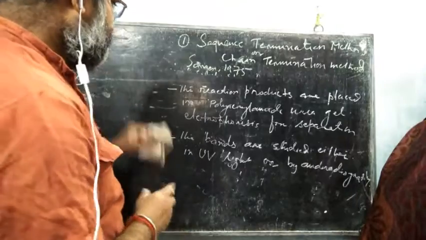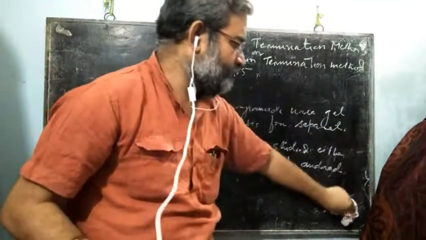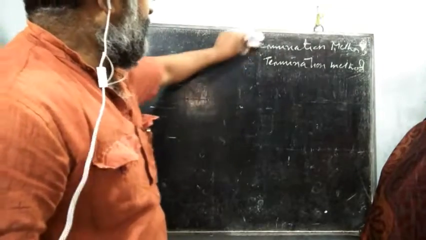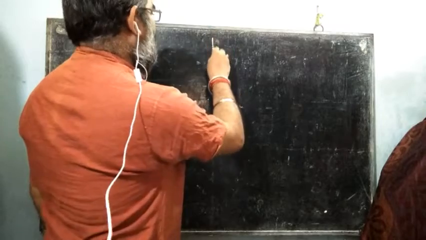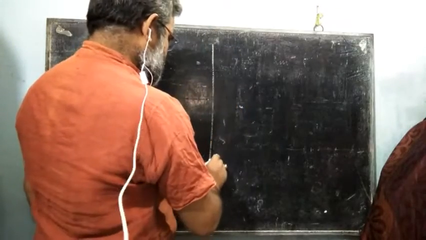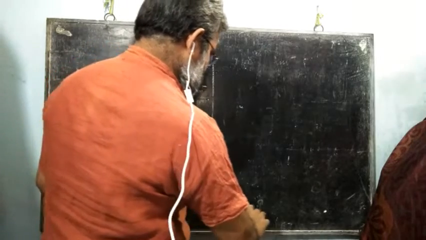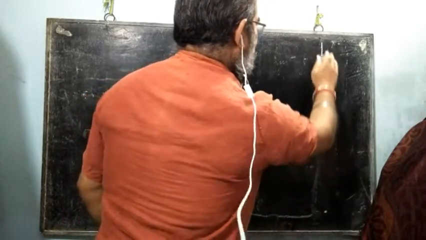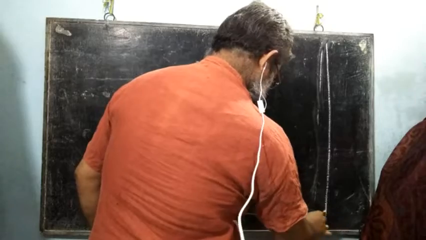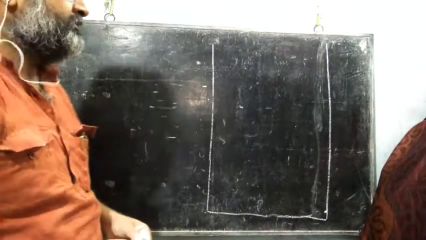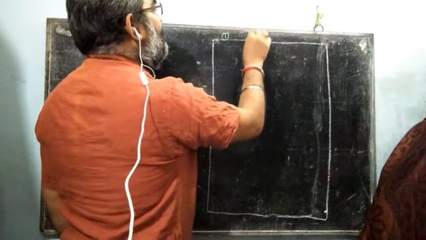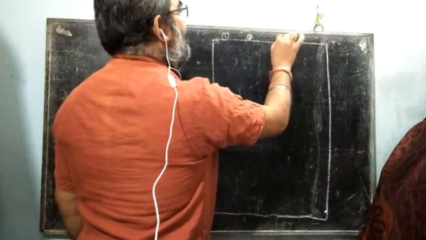Suppose a model for the study and analysis, and suppose a DNA segment. The reactions are placed in the electrophoresis. The basic electrophoretic principles are the same. That is, the lighter sequence has faster movement. Suppose this is reaction 1, this is reaction 2, this is reaction 3, this is reaction 4.